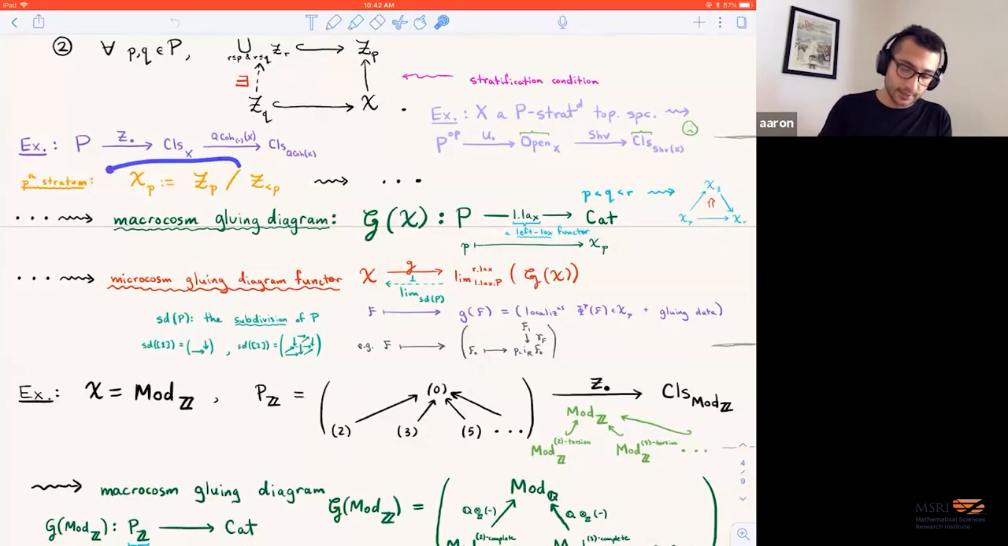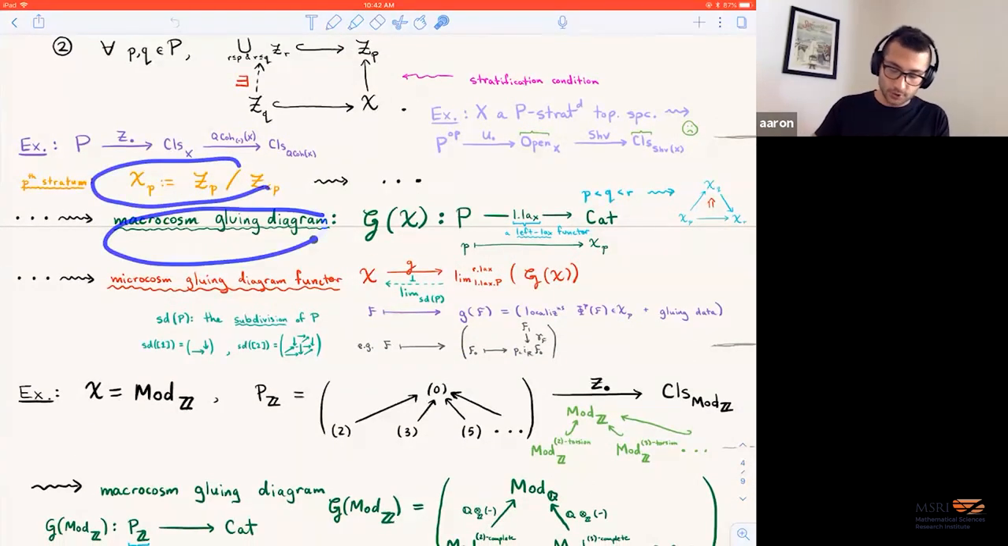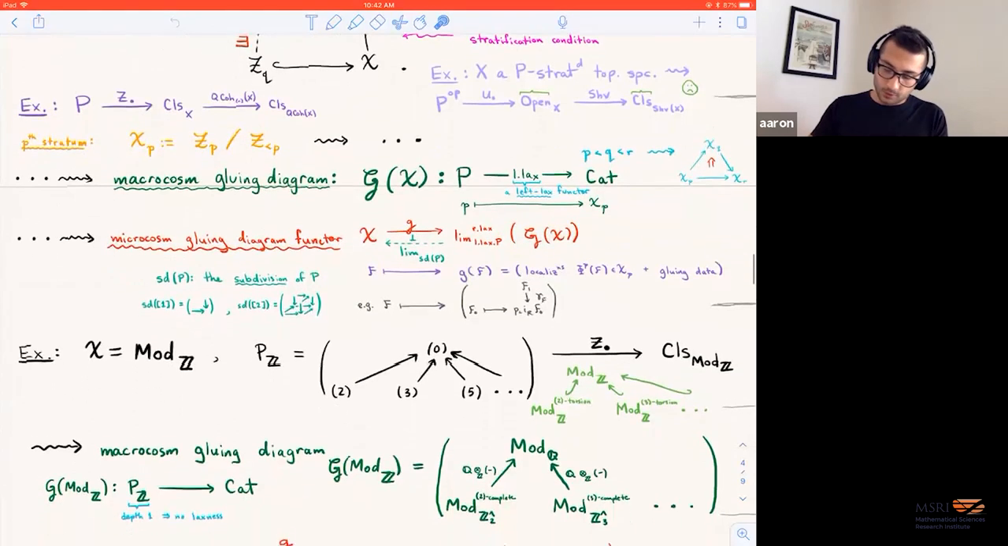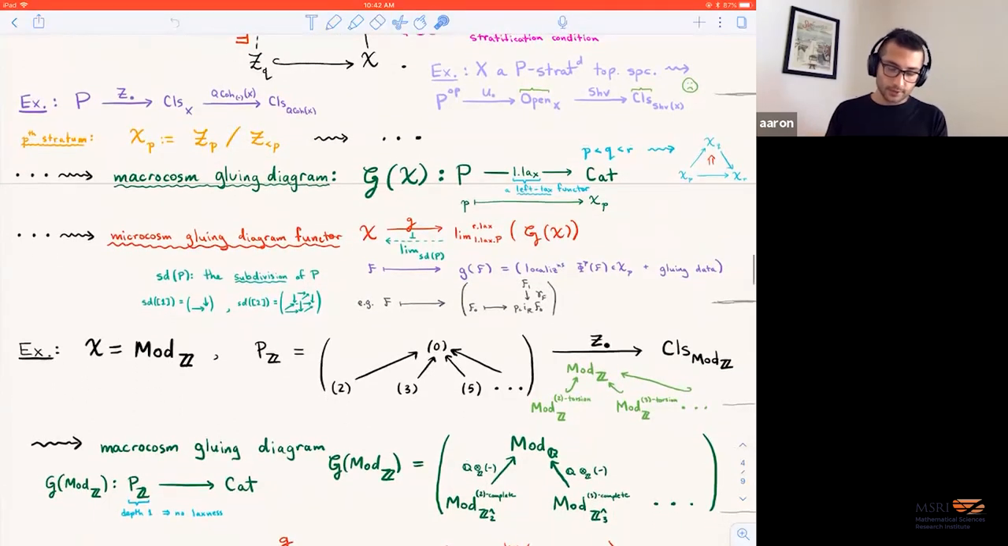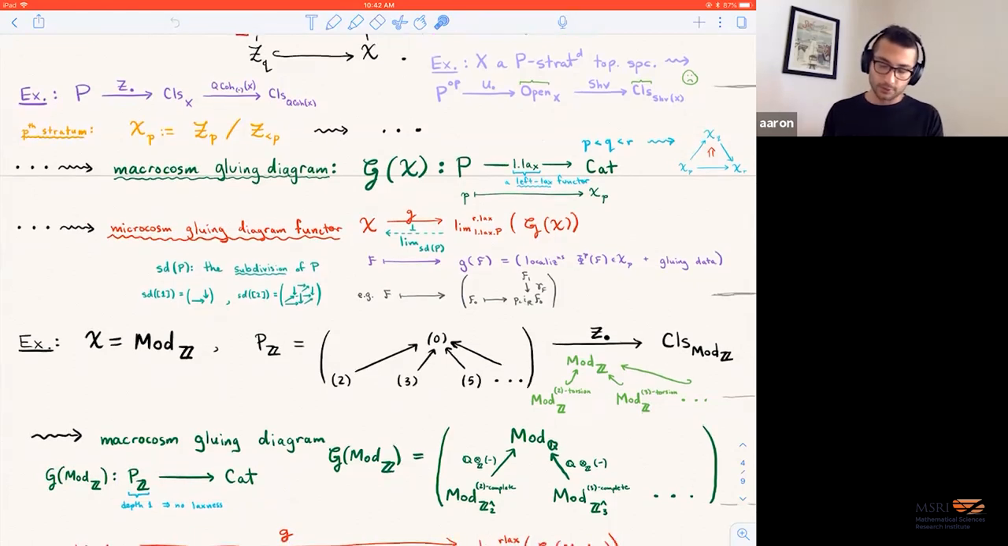We can take the strata and form this gluing diagram among the strata. Let me describe that now. So we've got this gluing diagram. It's a left lax functor from this poset to Cat. But this poset actually only has depth one. So there is no such thing as a lax functor out of it. There's only strict functors. And the gluing diagram looks like this.